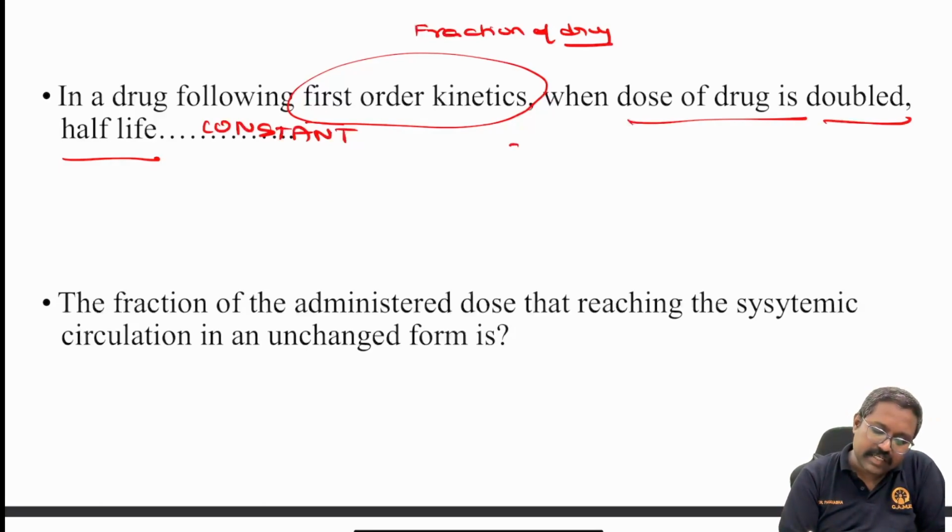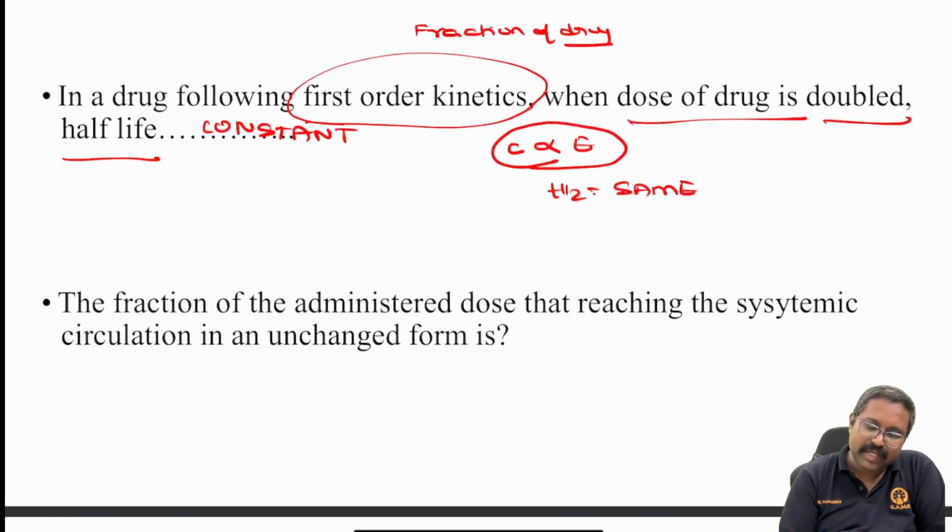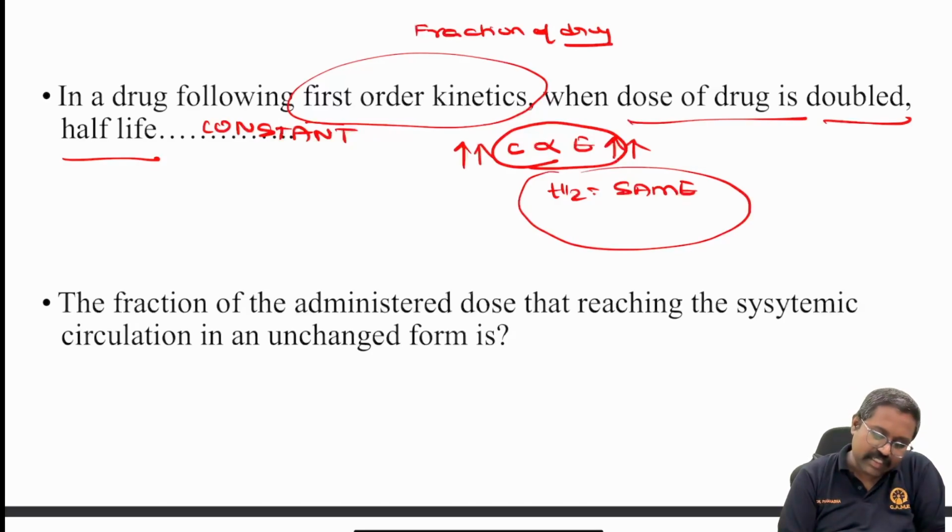Whatever concentration you are administering, the elimination will be proportional to that. So what happens to the half-life? The half-life will remain the same. Even if you double the dose or the concentration, elimination will increase. So a constant half-life will be available for first order kinetics.